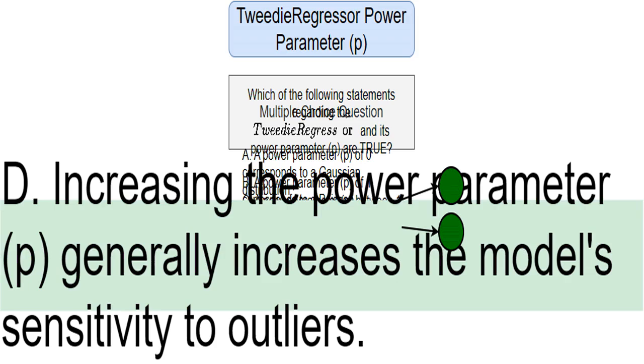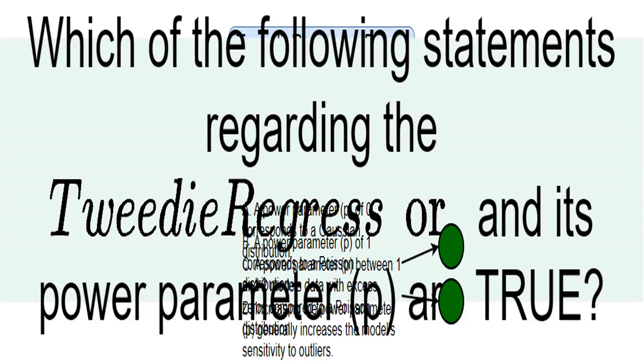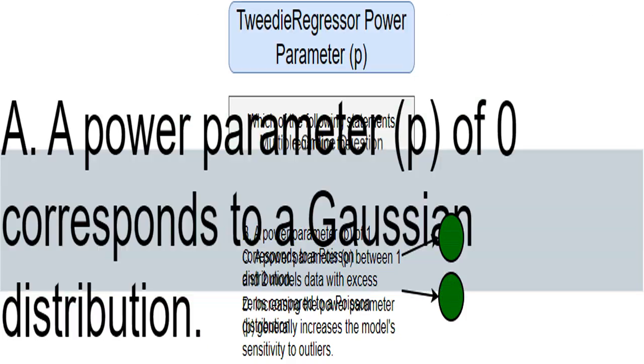I've learned that this is actually false. Increasing p makes the model less sensitive to outliers, it shrinks the heavy tail. This question focuses on understanding how the TweedieRegressor works and how the p parameter changes its behavior. If p equals 0, I am using a Gaussian distribution. But we usually use Gaussian regressor for that instead of the TweedieRegressor.